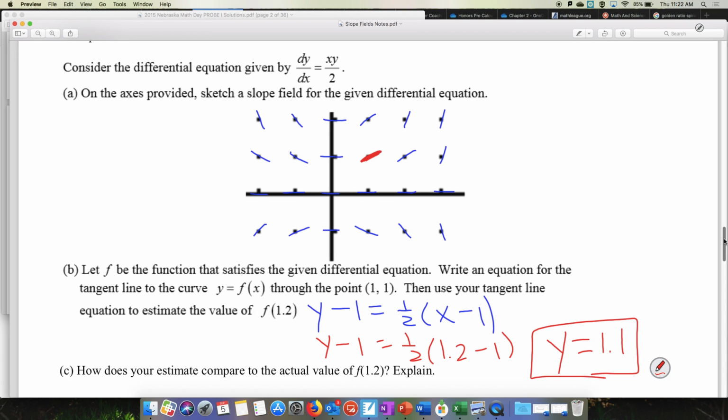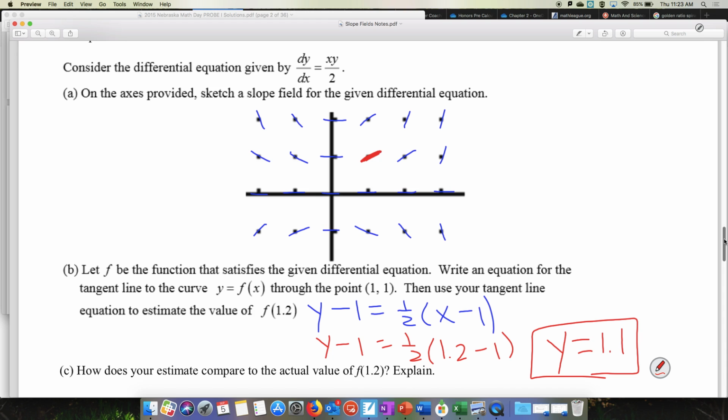Chris, under or over? Under. Under approximation. Matt, why? Okay, so we know he already said it's concave up, because the slopes are increasing and that's the definition of concavity. We can look at our slope field and tell that we are going to be concave up, right? So since we are concave up, we have an under approximation for our tangent line because it sits below.